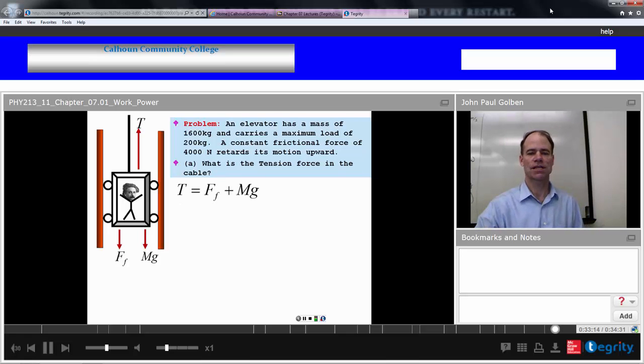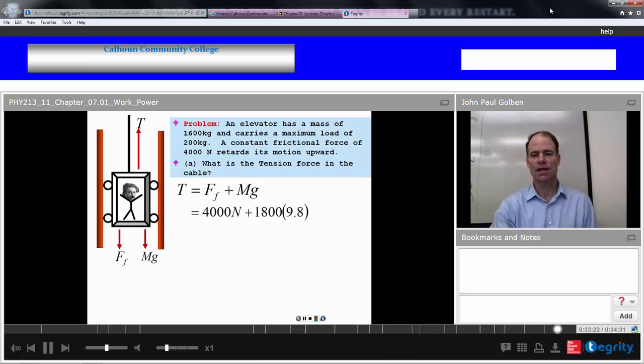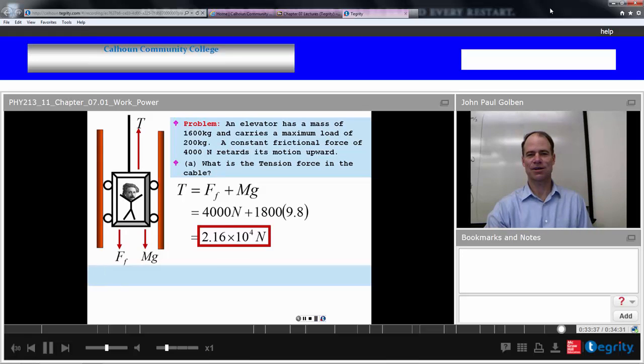So the tension force will be equal to the two forces opposing it, the frictional force and the weight. That'll be 4,000 newtons plus the weight, which for the total mass, 1,800 kilograms, is times 9.8. We have a tension force of 2.16 times 10 to the 4 newtons. Nice to know.